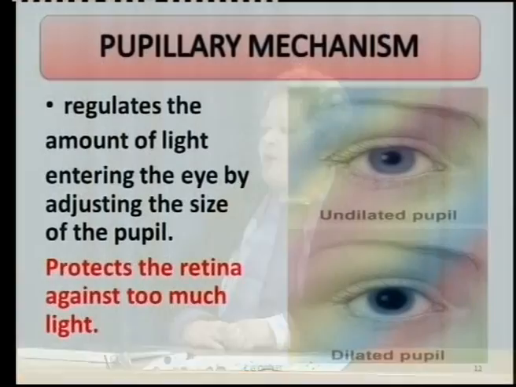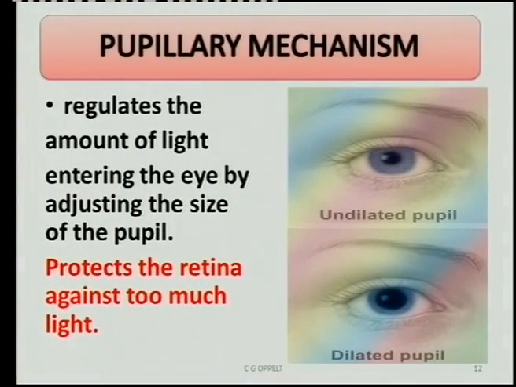Accommodation is about distance. There's another important process in eye functioning that you need to know, and that is the pupillary mechanism. And Colin will explain to you what, why, where, and when. Right, first of all, what is pupillary mechanism? It is the amount of light that enters the eye.